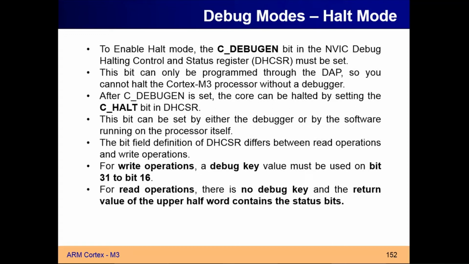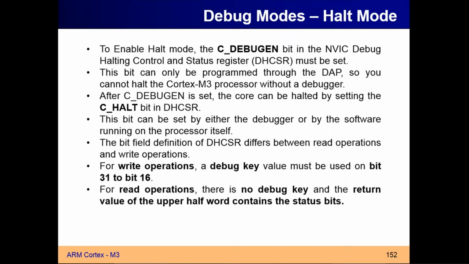You have seen, to enable the halt mode, the debug enable bit in the NVIC register should be set. That is, the DHCSR register should be set. And this bit can only be programmed using the DAP, debug access port. So this cannot be set without a debugger. Debugger is very essential for that.